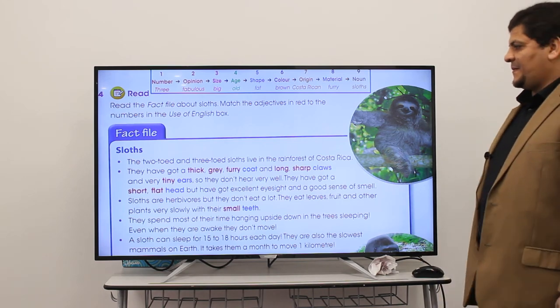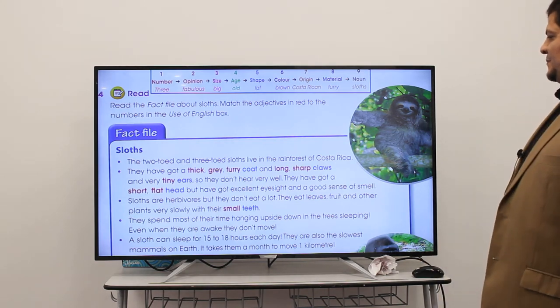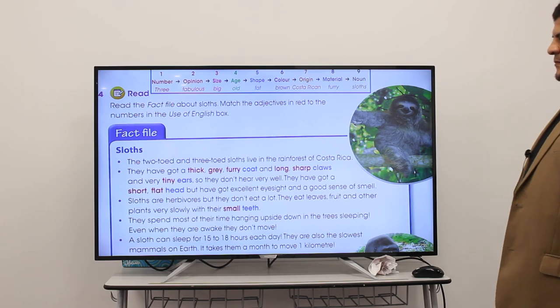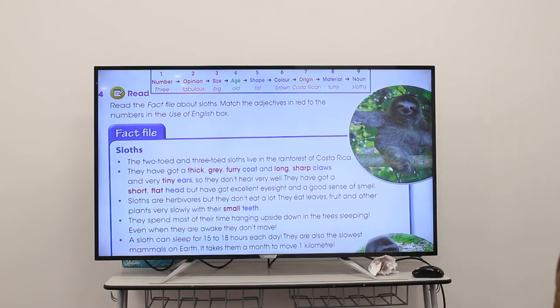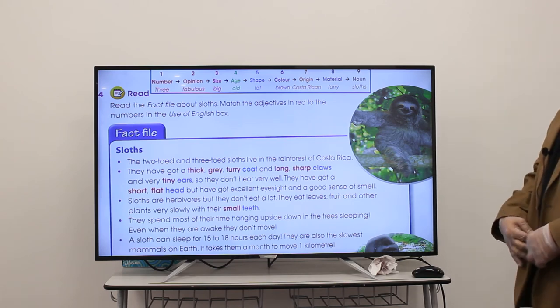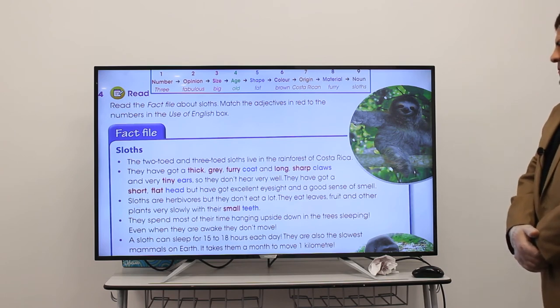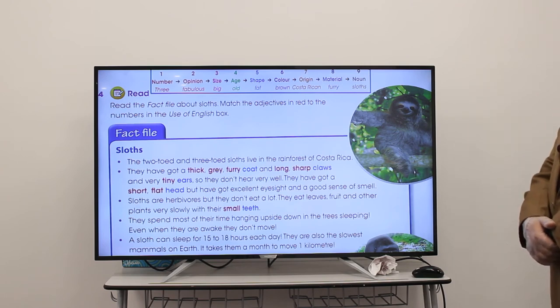Sloths, the two-toed, three-toed sloths live in the rainforest of Costa Rica. They have got a thick, gray, furry coat and long, sharp claws and very tiny ears, so they don't hear very well. They have got a short, flat head, but have got excellent eyesight and a good sense of smell. Sloths are herbivores, but they don't eat a lot. They eat leaves, fruit and other plants very slowly with their small teeth.